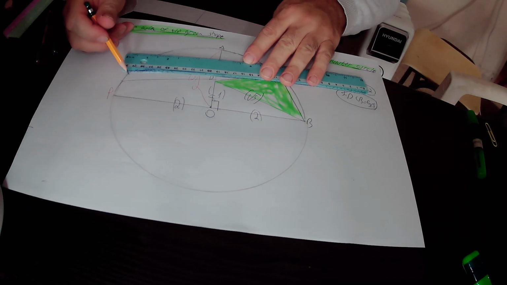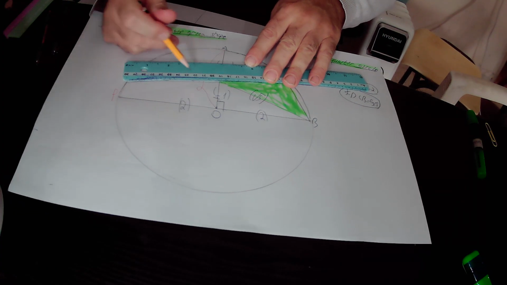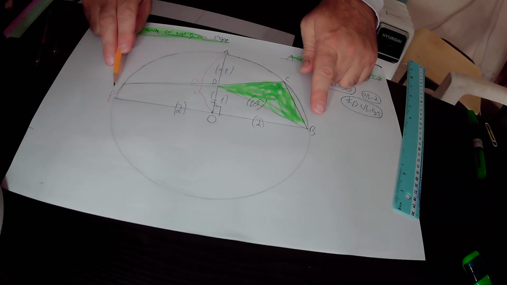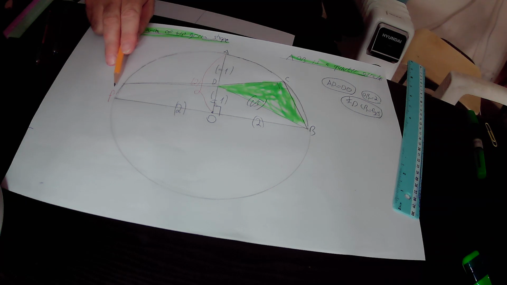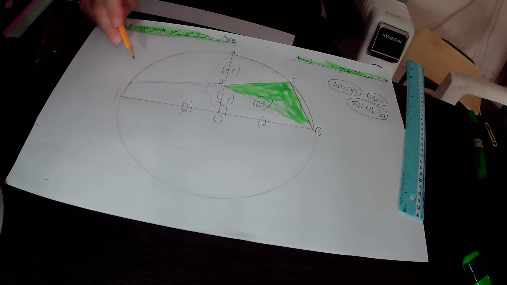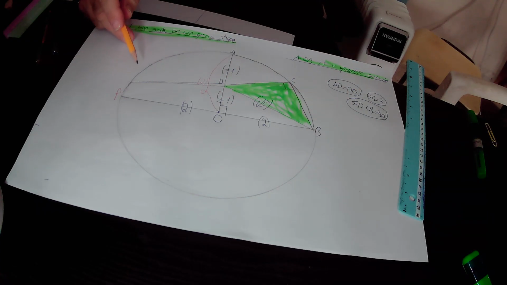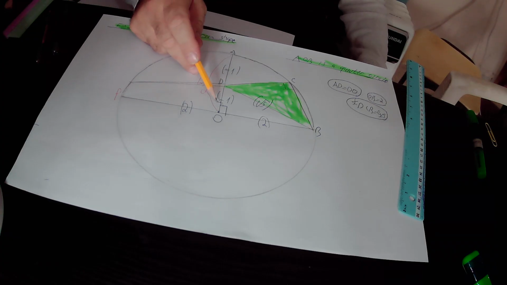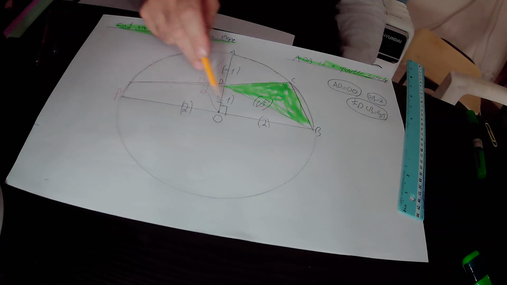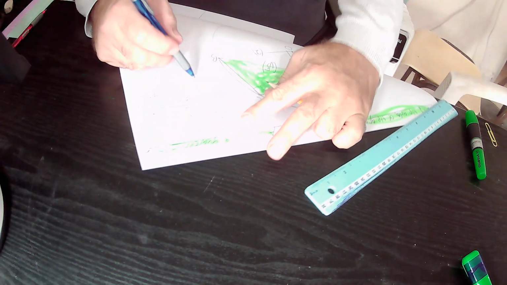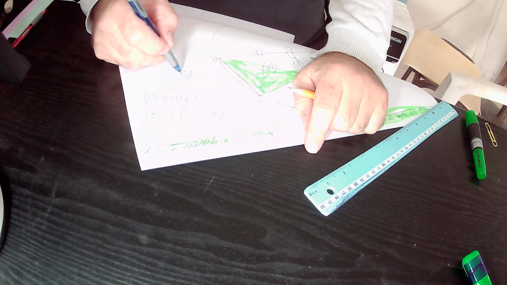So here we know that PB is the diameter of this circle because PB is a chord that passes through point O, the center of this circle, and we know that any chord that passes through the center of the circle, point O, must be the diameter of the circle. So PB is the diameter of the circle.